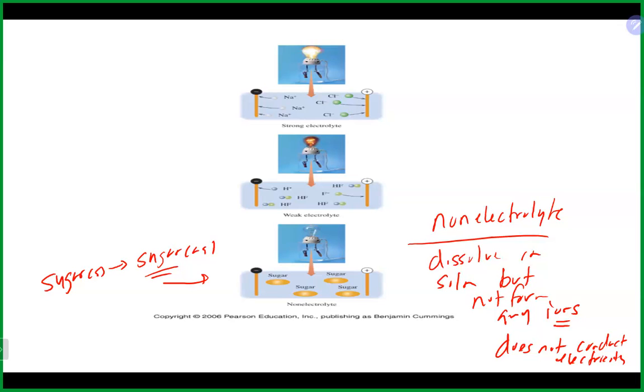It will dissolve in solution, but not form any ions. The key there is there are no ions, so it will not be able to conduct electricity. Sugar, although it will dissolve, will not produce any ions, and it will not conduct electricity. No light bulb. Weak electrolyte, dim light bulb. Strong electrolyte, bright light bulb.